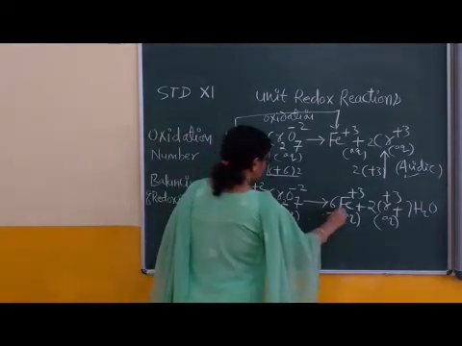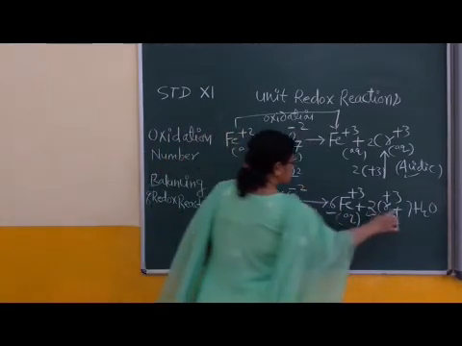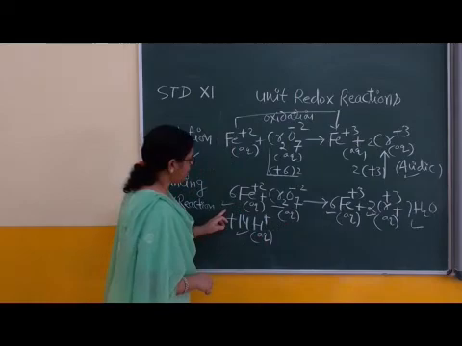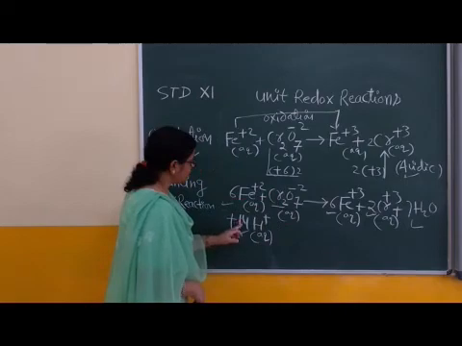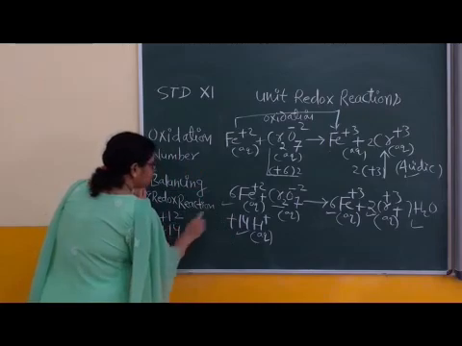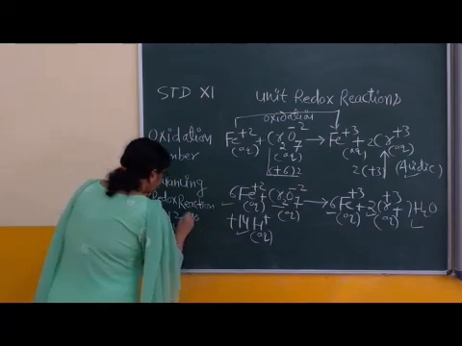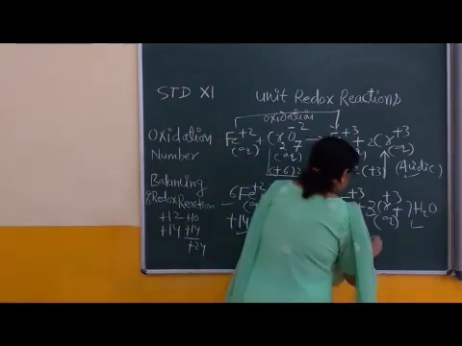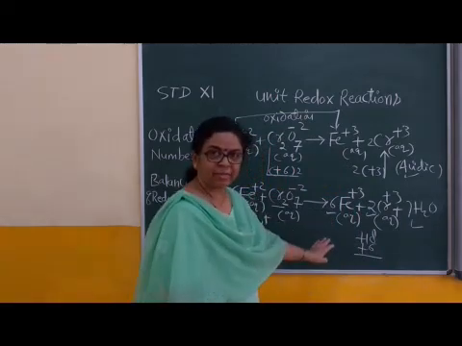6 Fe balanced. Dichromate 2 balanced. 14 hydrogen balanced. 7 oxygen balanced. Charge also balanced, right? Plus 12 minus 2 is equal to plus 10, plus 14 gives plus 24 on this side, and plus 18 plus 6 is 24 on the other side. Okay, charge also balanced. This is the net balanced equation.